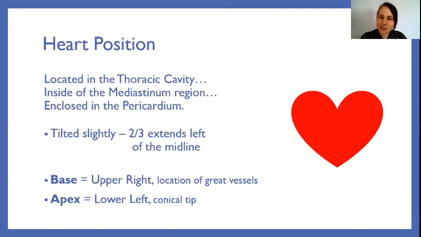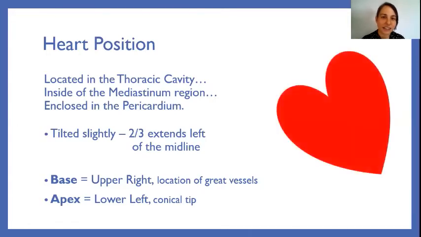So we've been able to narrow down the location of our heart. It's located in our thoracic cavity, inside of the mediastinum region, enclosed, we'll find, in a tough fibrous layer called the pericardium. The heart is not completely vertical like you see in this picture. Instead, it's actually tilted a little bit, with about 2/3 or more extending left of the midline. So the heart is located on your left side. The upper side of the heart, where we have all of our large vessels, where it's broadest, is called the base. And then the smaller pointed end of the heart, the narrowed bottom of it, is called the apex.